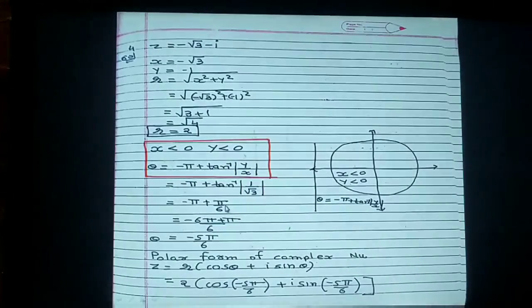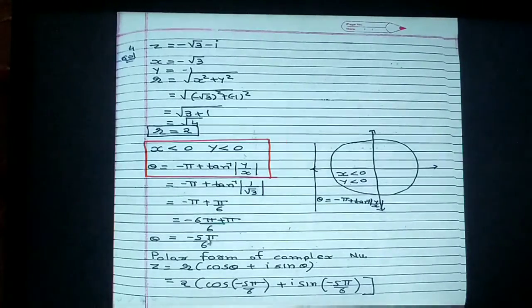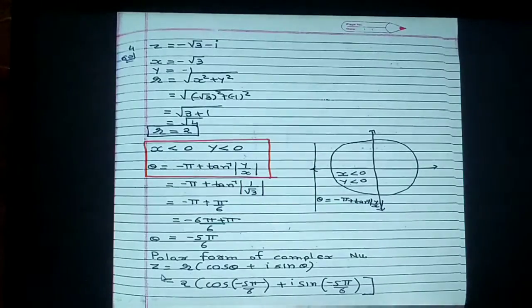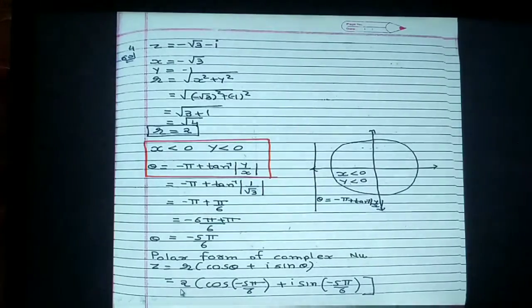So minus pi plus pi by 6, take the LCM, minus 6 pi plus pi by 6, so minus 5 pi by 6. So theta is equal to minus 5 pi by 6 and r is equal to 2. Put in the polar form, z is equal to r cos theta plus i sin theta. So z is equal to 2 cos minus 5 pi by 6 plus i sin minus 5 pi by 6.